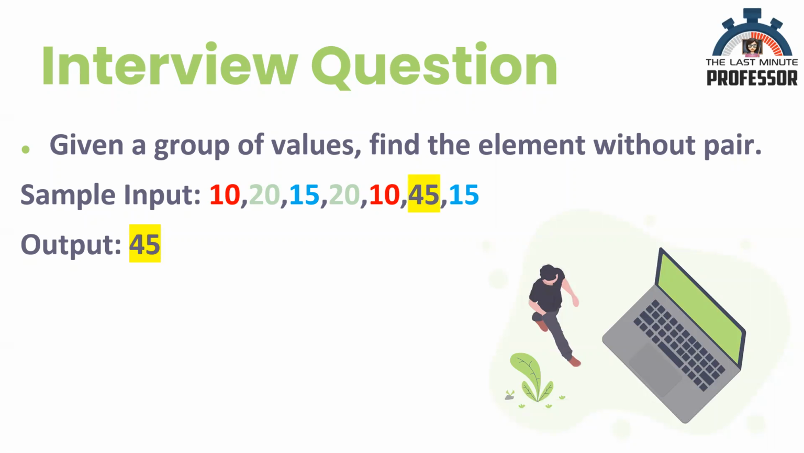Given a group of values where each value occurs in pair except one, let us see how to find that number without pair. The input given by the user will contain a group of values where every value occurs twice except one value. As we see on the screen, 10 occurs twice, 20 occurs twice, 15 occurs twice, but 45 occurs only once. So the desired output in this case is 45.